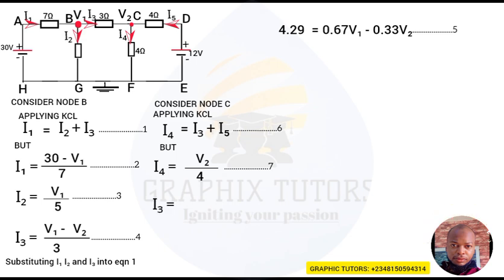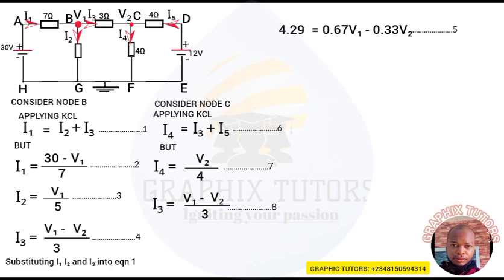So for the I3, look at the I3 closely. The voltage from where I3 is coming from, look at the I3 moving, is V1 minus the voltage to where I3 is going to, which is what? V2, all over the resistance in between them, which is what? 3 ohms. So my I3 is what? V1 minus V2 over 3. And I'll call it my equation 8.